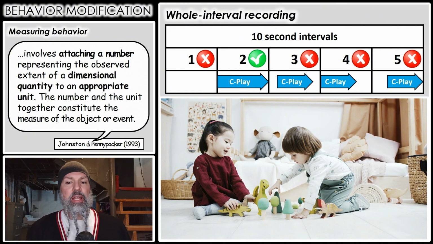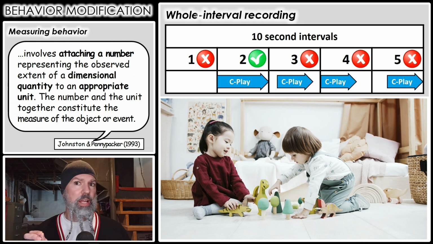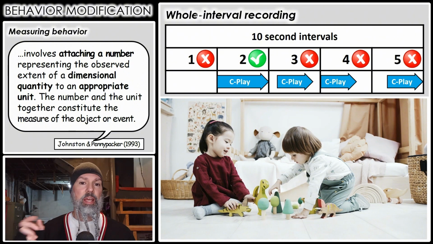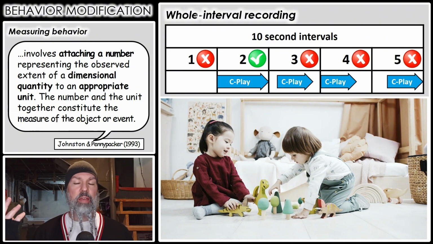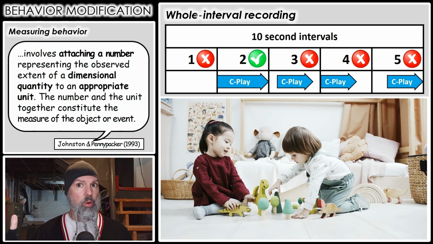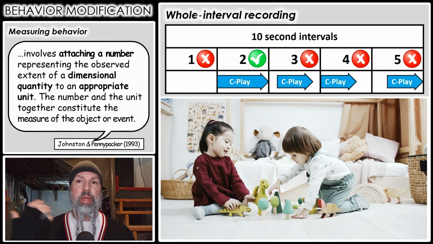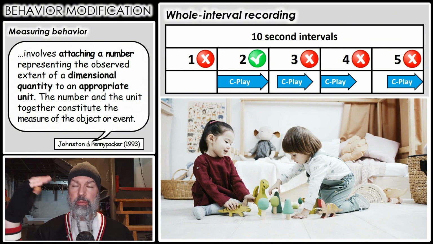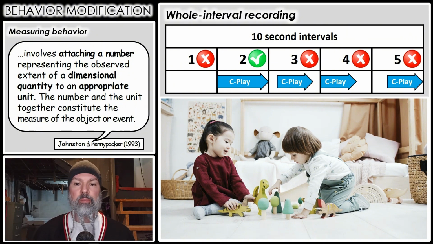So data collected with this whole interval recording would then be reported as a percentage of total intervals in which a target behavior was recorded as occurring. So in this case, we have one interval out of 5 where we recorded the behavior as occurring. So in this case, our measure that we would report would be 20%. This behavior occurred for 20% of the intervals. So that would be our measure of the behavior. It occurs during 20% of the intervals.